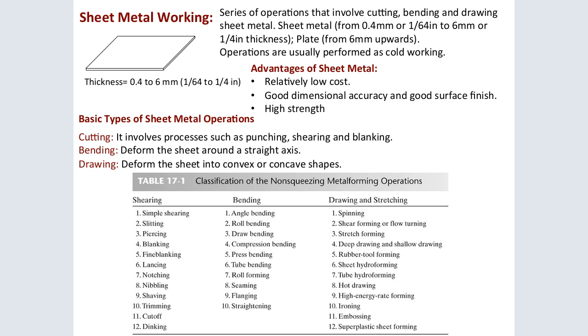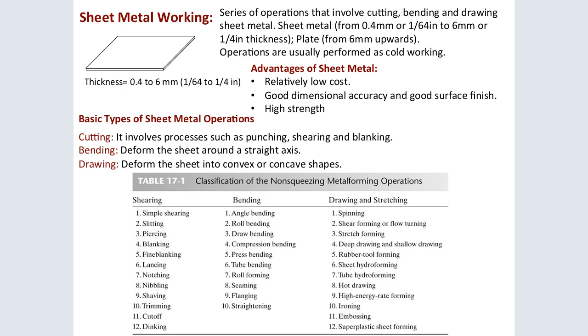We have shearing, the bending under that, and the drawing and stretching. You can see under shearing, we have the simple shearing, the slitting, the piercing, and in your exams, you will be able to find some of these things, especially the NECO exams. They normally give you application questions. They ask you, like, the application of how shearing, some of the processes or some of the outcomes of the processes of shearing or bending or even drawing. We also have under shearing the piercing, the blanking, the fine blanking, the lancing, the notching, the nibbling, shaving, trimming, and cut off.